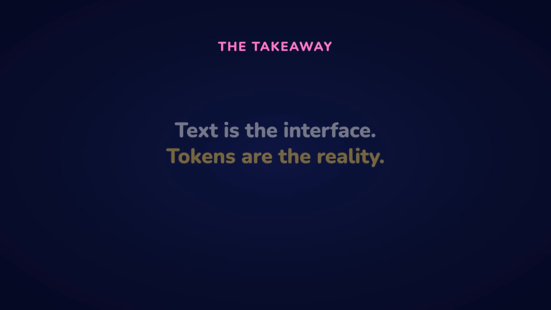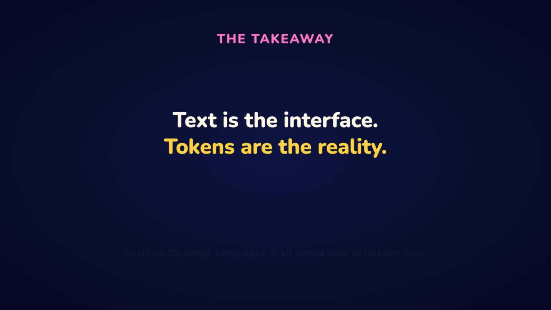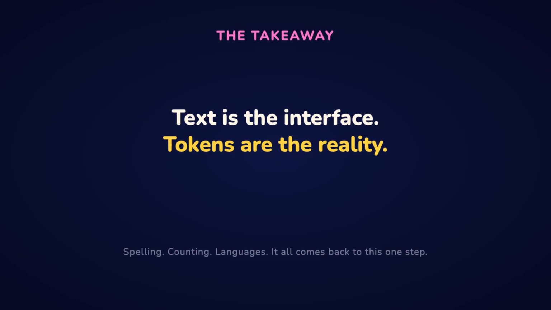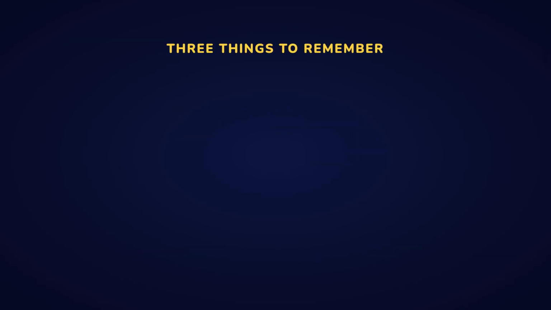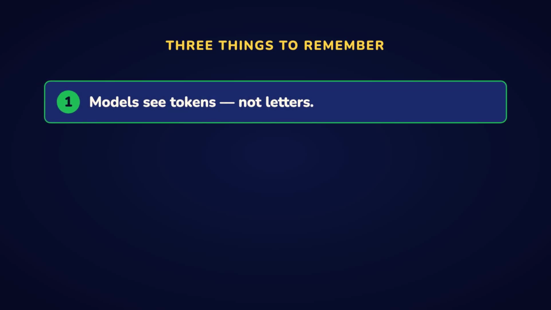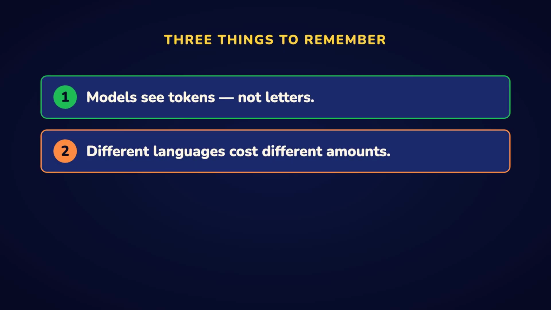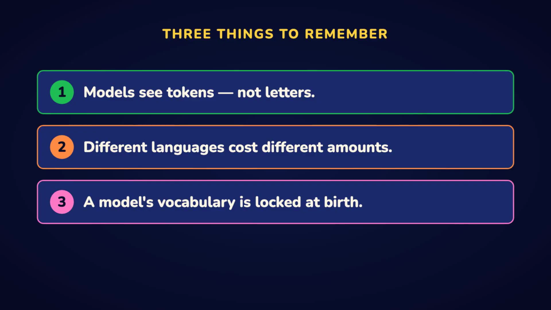So the key takeaway is the following: text is just the interface humans use, tokens are the actual unit the model thinks in. Everything strange about how a language model handles spelling, counting letters, or different languages comes back to this single hidden step. So models see tokens, not letters. Different languages cost different amounts, and the vocabulary a model was born with is the vocabulary it basically continues with.